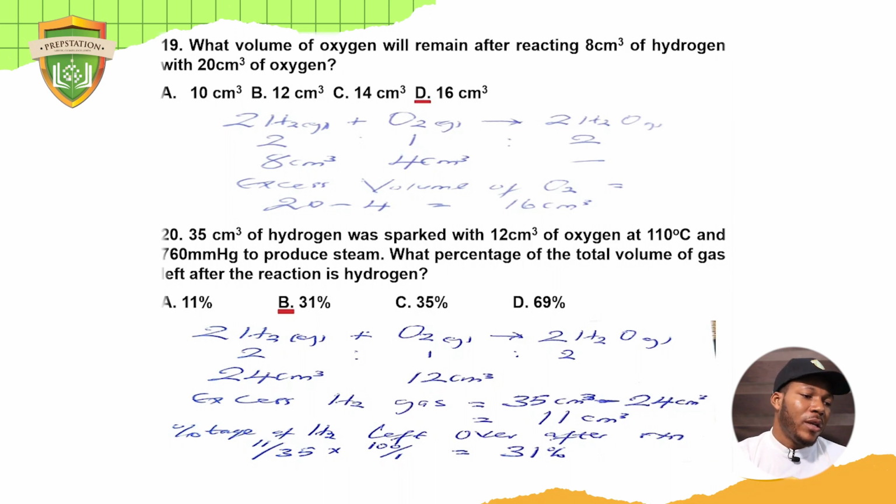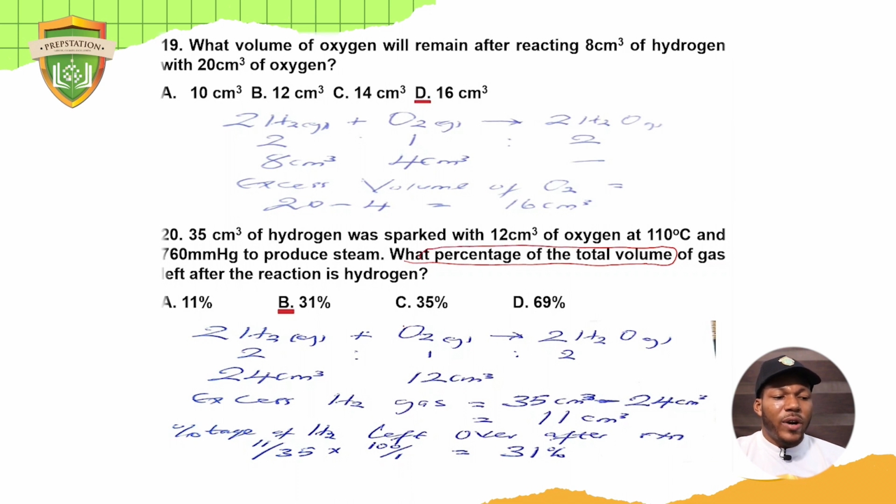Now, 20 says, 30 cm cube of hydrogen gas was packed with 12 cm cube of oxygen at 110 degrees Celsius and 760 mmHg to produce steam. What percentage of total volume of gas left after the reaction is hydrogen? In this case, you will not even talk of percentage if you don't know the volume of the gas that is left over. So what do you do?